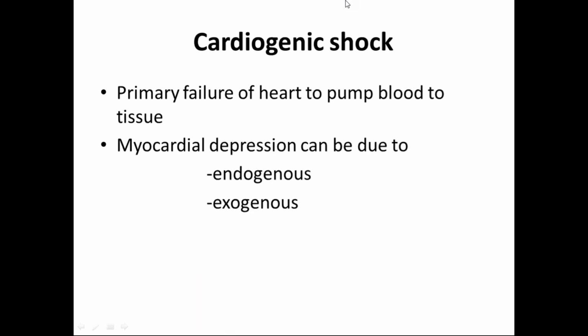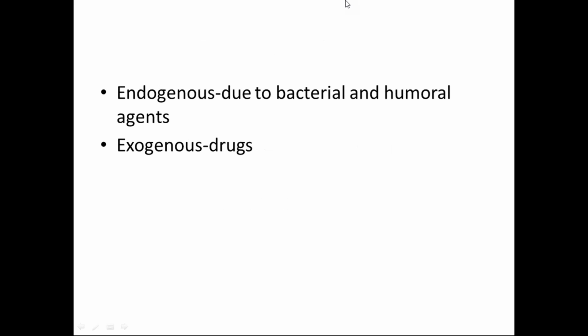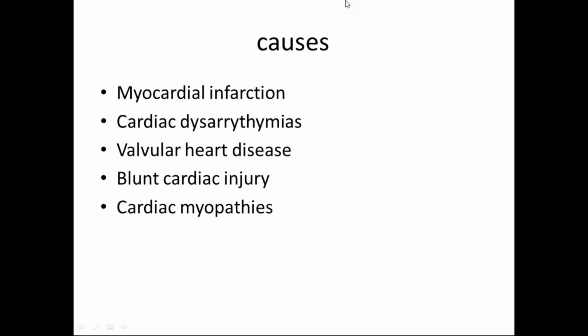Next type of shock, from the mnemonic I told you, CODE: cardiogenic, obstructive, distributive, endocrine shock. First is cardiogenic. Cardiogenic is nothing but primary failure of the heart to pump the blood. It is because of myocardial depression. It could be because of either endogenous factors or exogenous factors. Endogenous factors are bacterial agents. Exogenous factors are drugs. Causes are myocardial infarction, cardiac arrhythmias, valvular heart disease, blunt cardiac injury, cardiomyopathies.